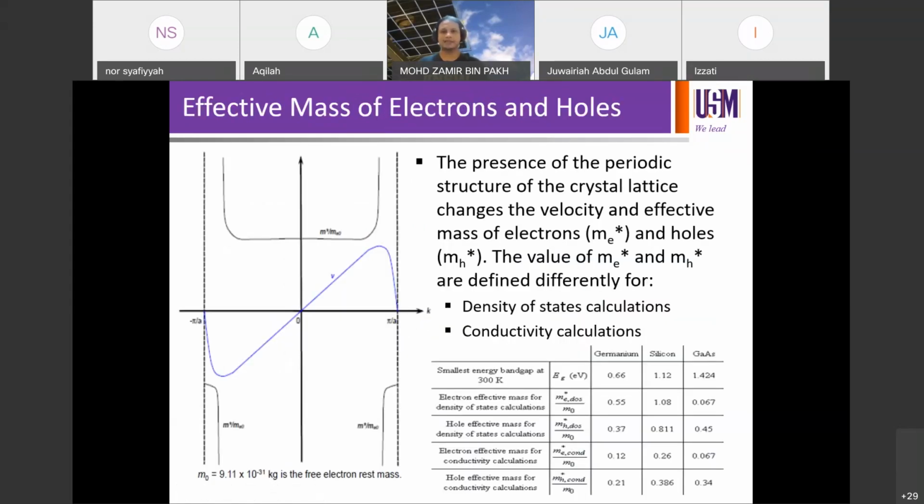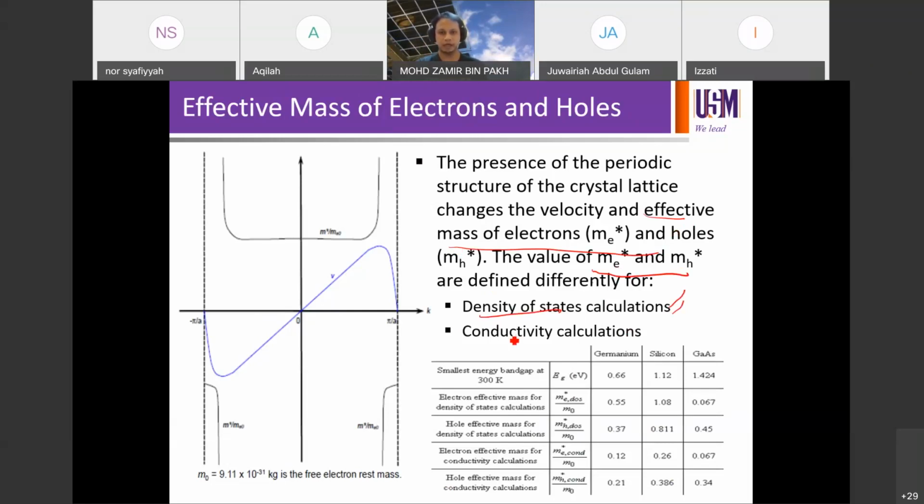So, the presence of the periodic structure of the crystal lattice changes the velocity and the effective mass of the electrons and holes. Since we're talking about electrons and holes as the carriers in our semiconductor, they're going to be affected by the presence of the crystalline lattice, or the crystallinity of your semiconductor material. And this results in some change of your value of effective mass of electrons and holes for different calculations. You're going to appreciate this more as you go through the calculations later on, because we're going to use different values for DOS, or density of states.